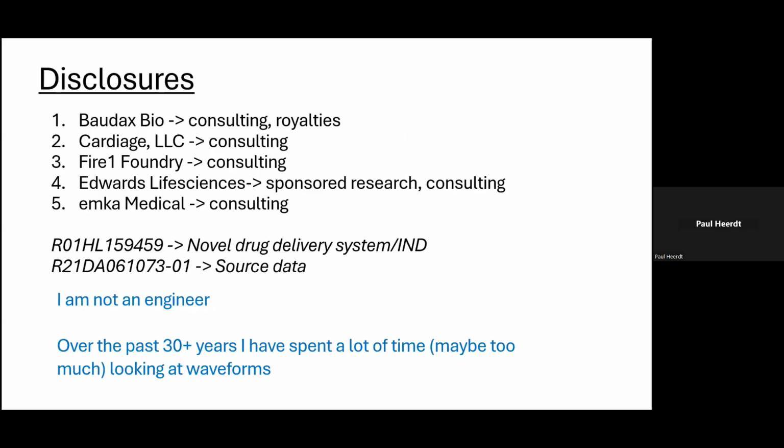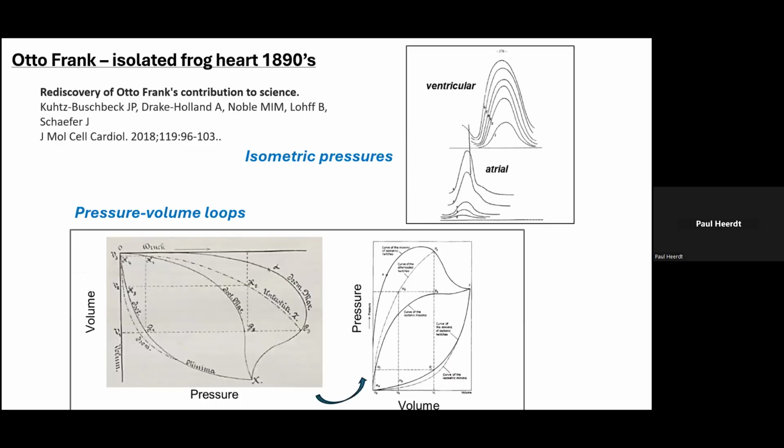Now, the other thing is over the past 30 some years, I've spent a lot of time, maybe too much, looking at waveforms. So we'll spend a good bit of time talking about acquiring and interpreting waveforms for pressure and volume. But I'm not the only one that spent time looking at waveforms. Otto Frank actually constructed ventricular pressure volume relationships in the late 1890s using isolated frog hearts. He first plotted volume as a function of pressure, and it wasn't until his work was translated later from German into English that others rearranged it into our common representation of pressure as a function of volume.